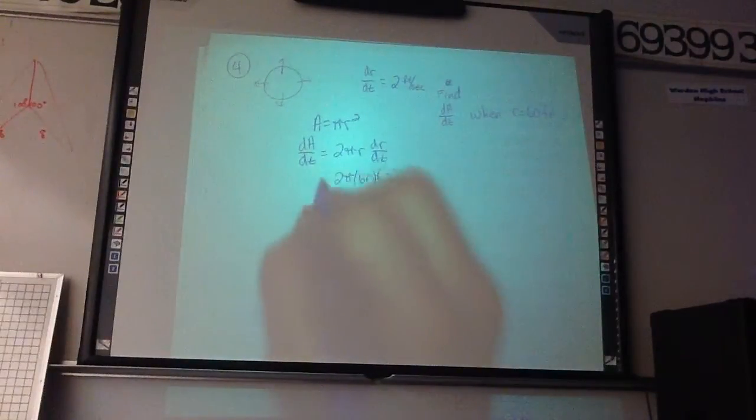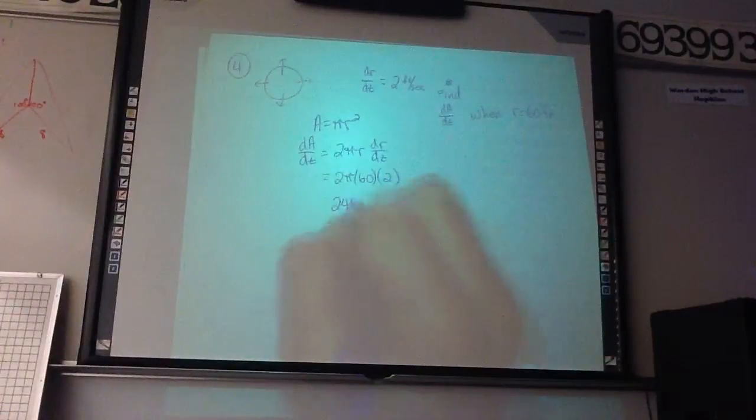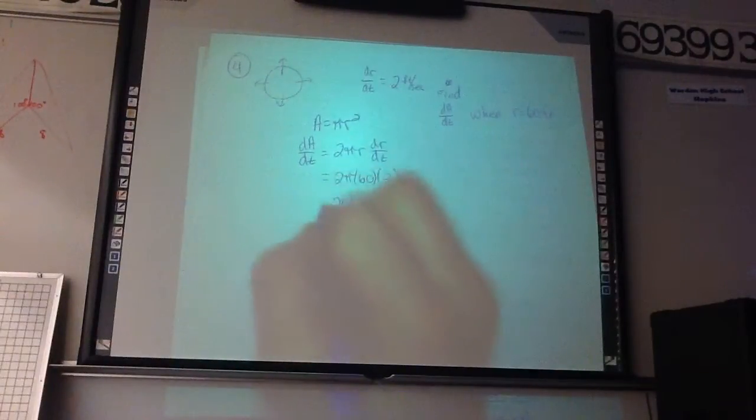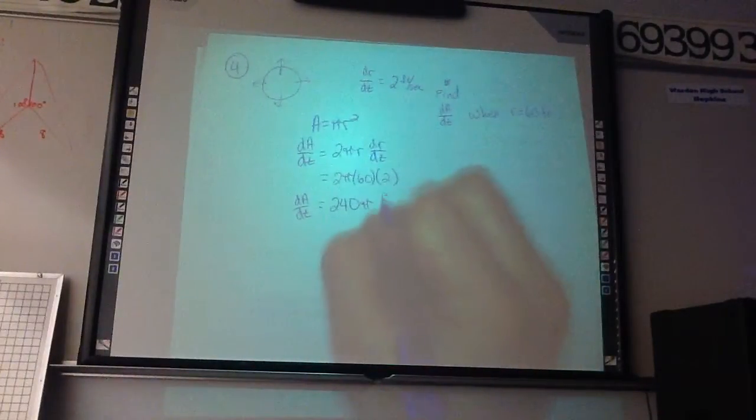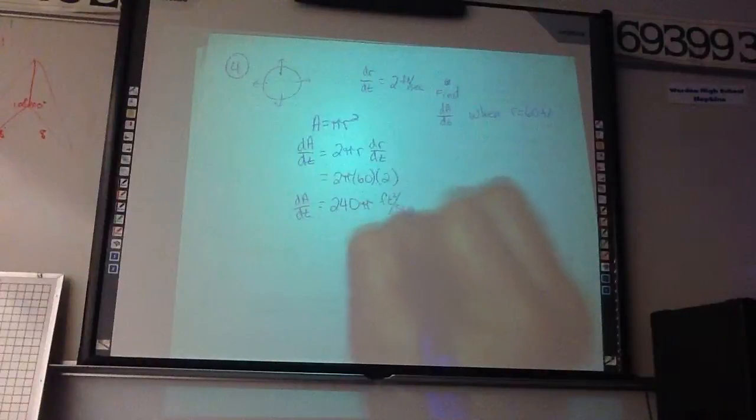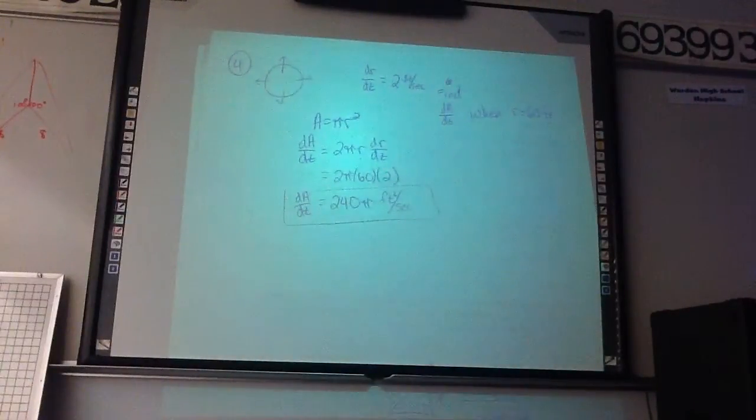Am I stupid or something? You should just get 240 pi. 240 pi feet squared per second. If you multiply 240 times pi, you get 753.9.